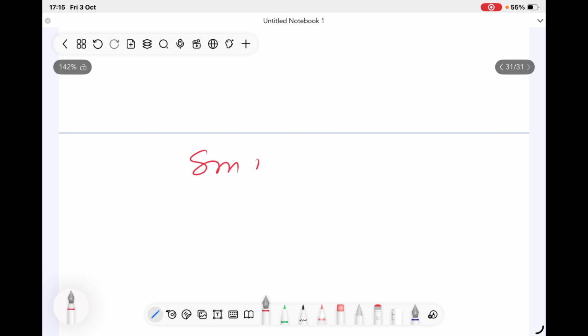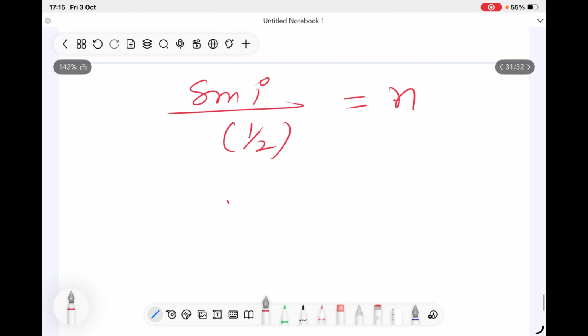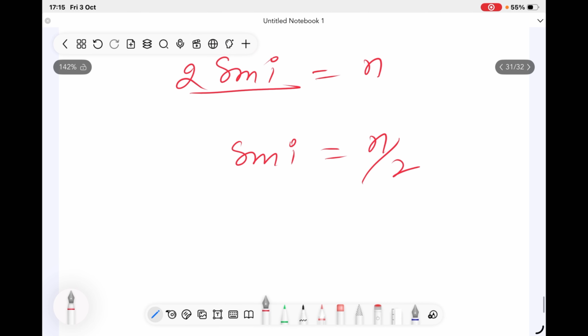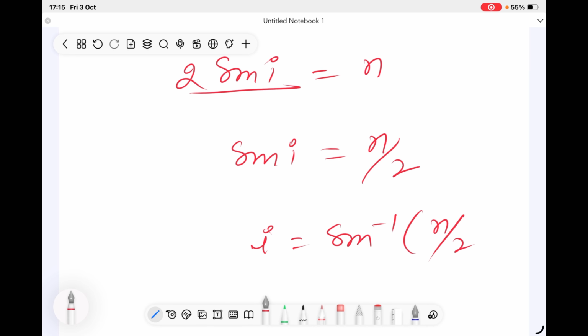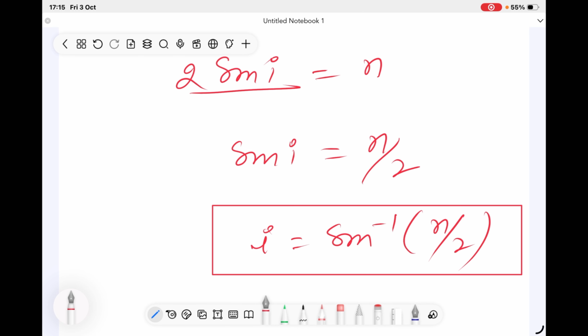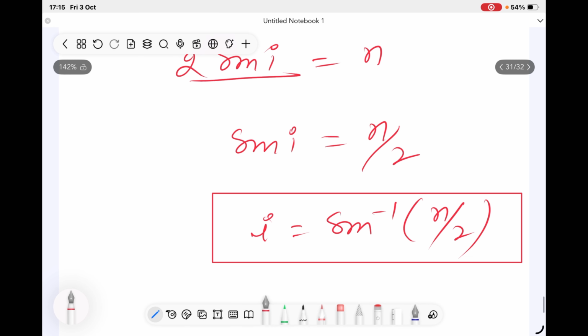So let us do this. Sine i up, sine 30 down. So it is 1 by 2 equals n. So sine i 1 by 2, 2 will go up, equals n. So sine i, 2 will go that side, n by 2. And now i will be left alone, which is the question: sine inverse n by 2. So you can see in 5 mark question, both are numerical or conceptual. So you'll have to do a lot of practice.